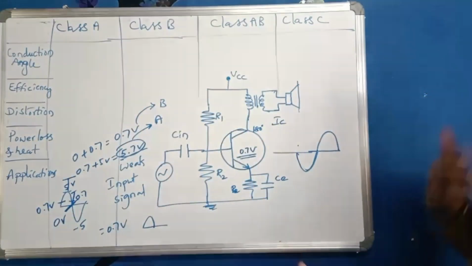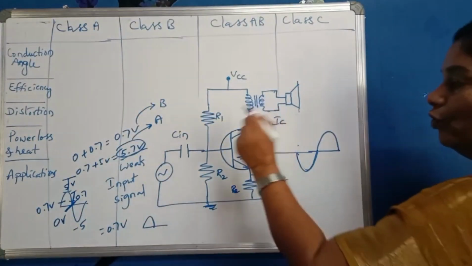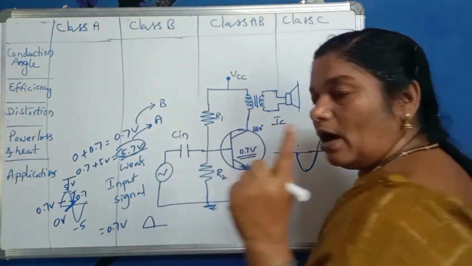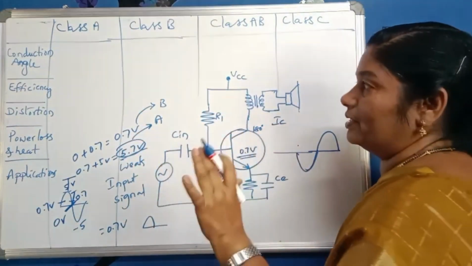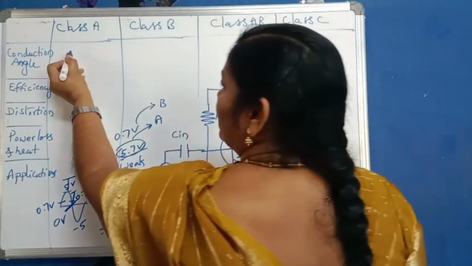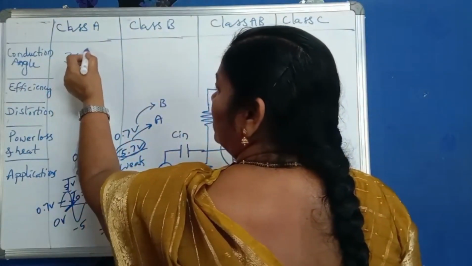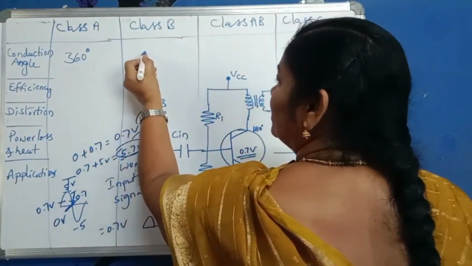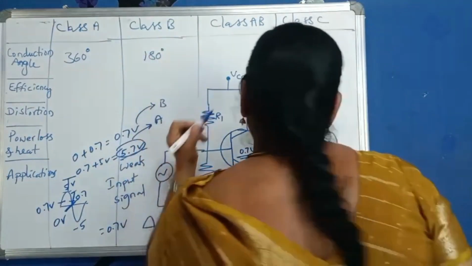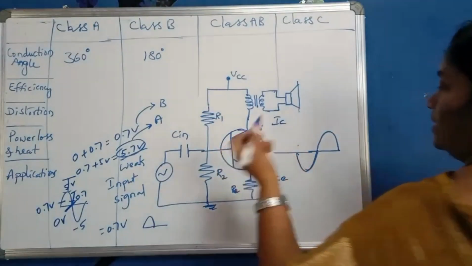Here the collector current IC will flow for only half of the input signal. In class A, the collector current flows for the complete 360 degrees, whereas in class B, collector current flows only for 180 degrees of the input signal.